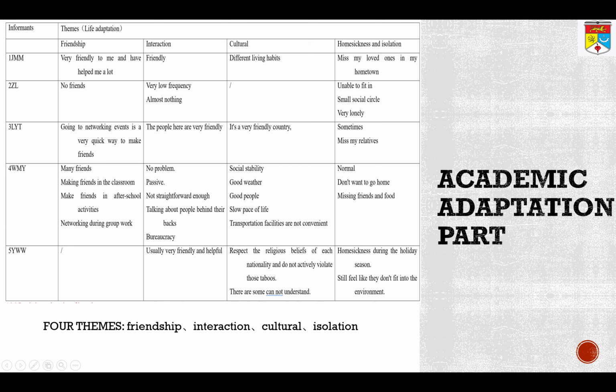Social stability, good weather, good people, slow pace of life, transportation, facilities are not convenient. Normal, don't want to go home, missing friends and food.